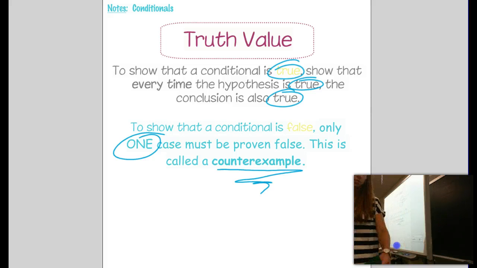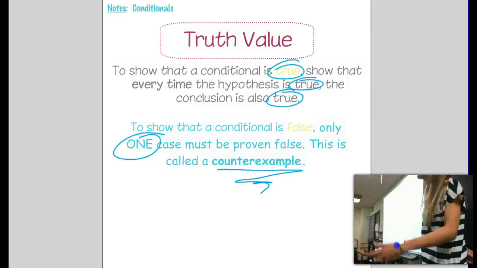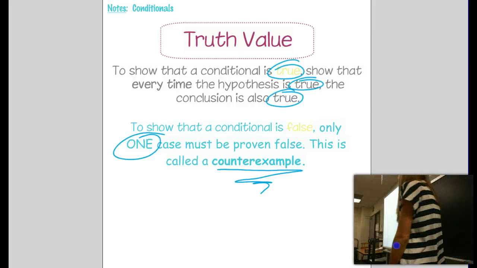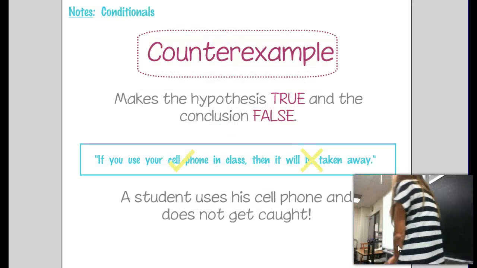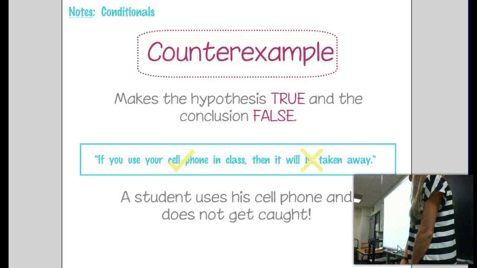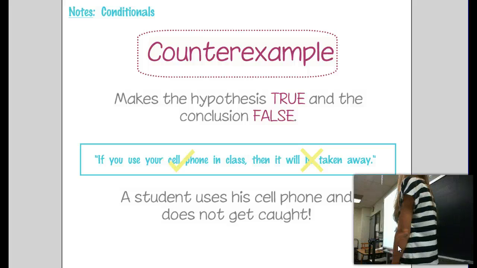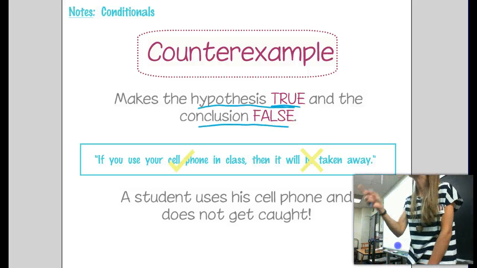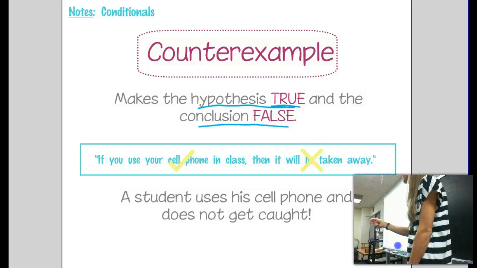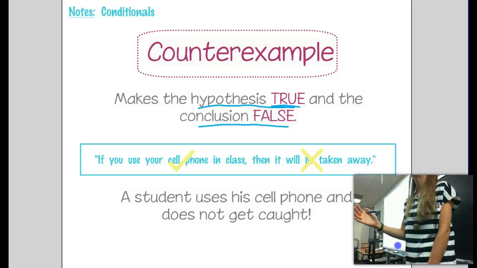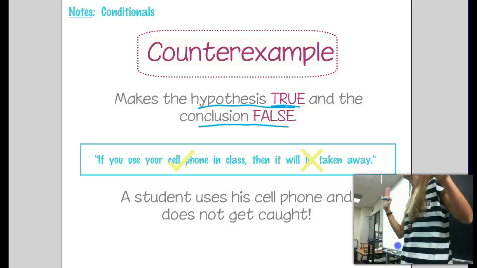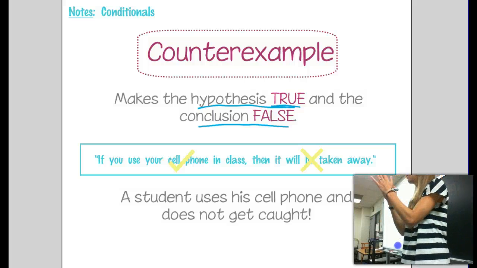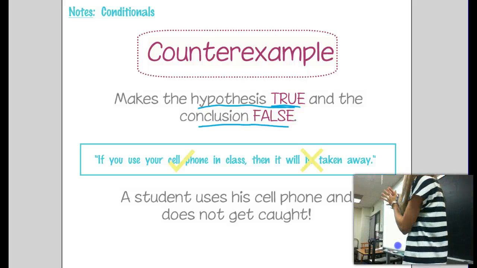Y'all probably love to prove things false, to argue. It's kind of like arguing. You can get really good at arguing if you know your logic. Okay, what in the world is a counterexample? A counterexample makes the hypothesis true and the conclusion false. It turns that sentence into a liar. The beginning is all true, everything's roses, and then the conclusion is, boom, false. And so that makes the sentence into a liar.